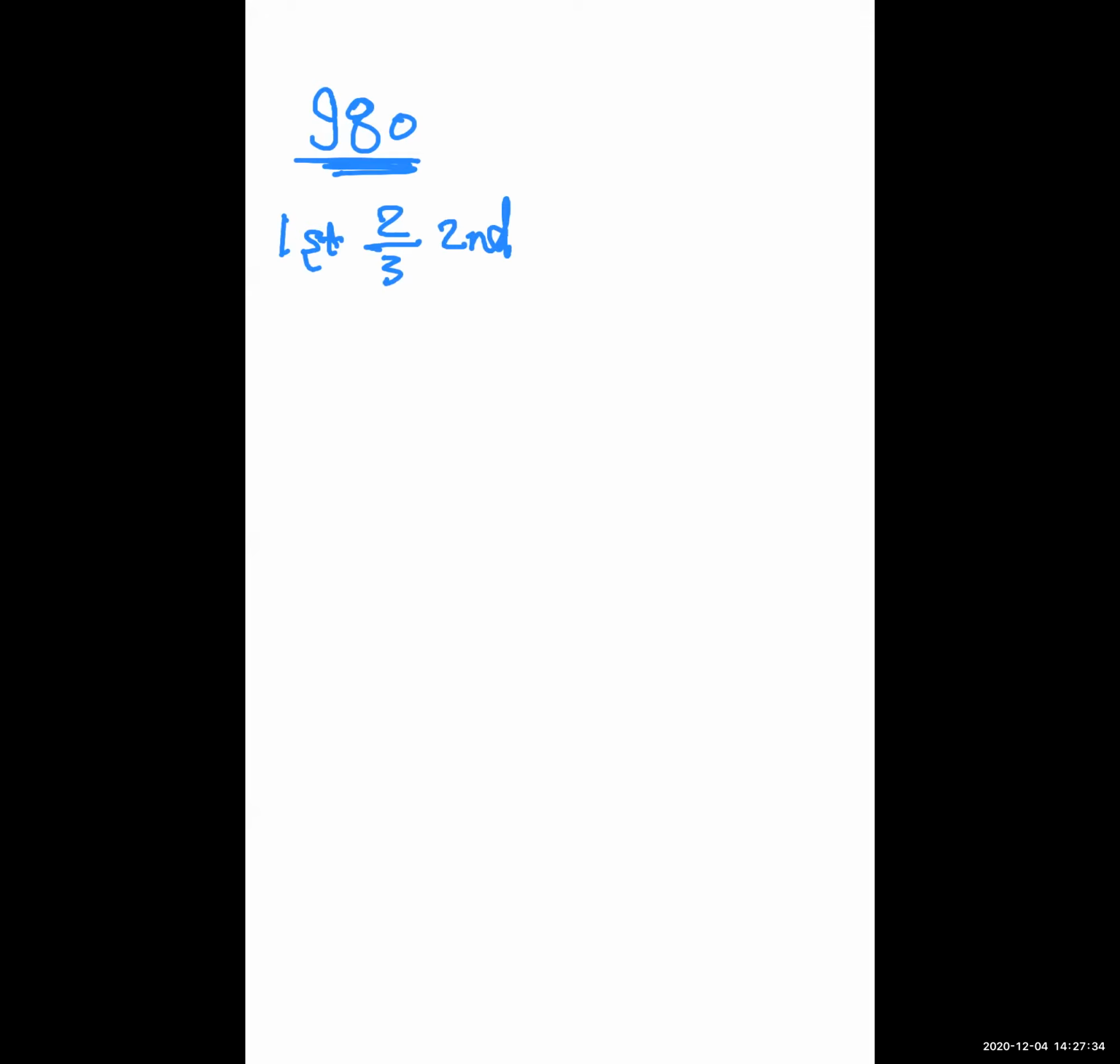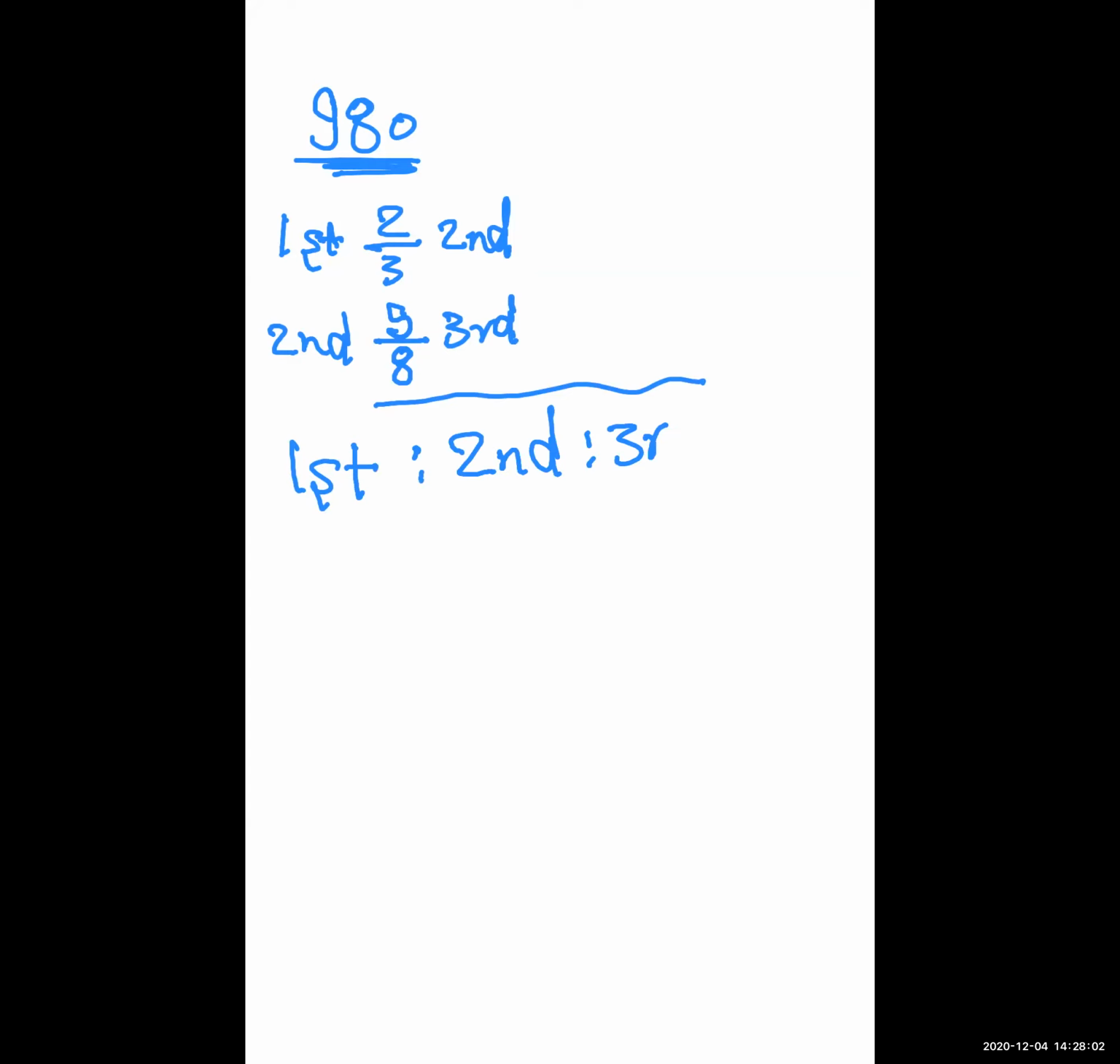And the number of passengers in the second class is 5 over 8 of the number of passengers in the third class. So here, third class. Find the number of passengers in each class. It will be the same: first class to second class to third.